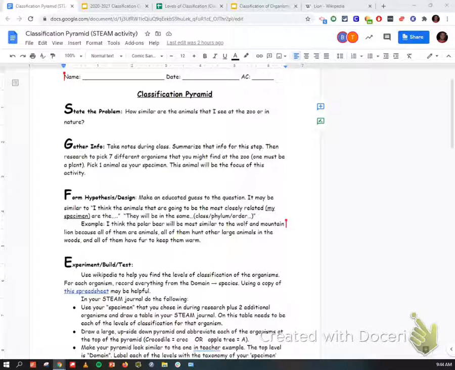All right, so we've done the S and the G. You should have written down your 7 different animals or organisms. One of them needs to be a plant or a fungus. The others can be animals. And then pick your favorite of those things. And so now, form hypothesis and design.